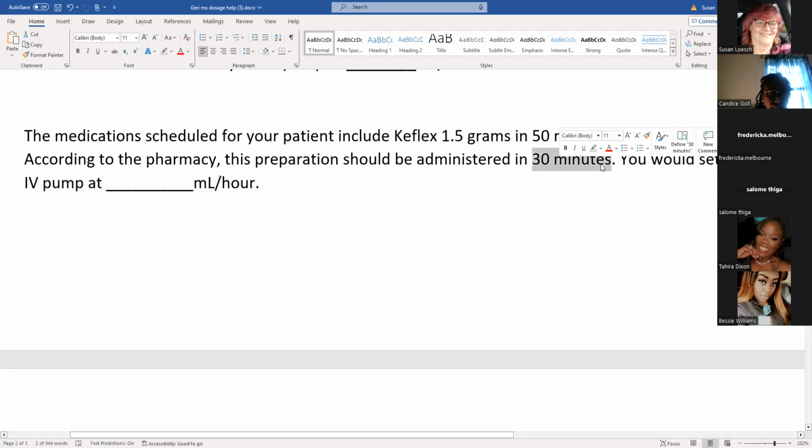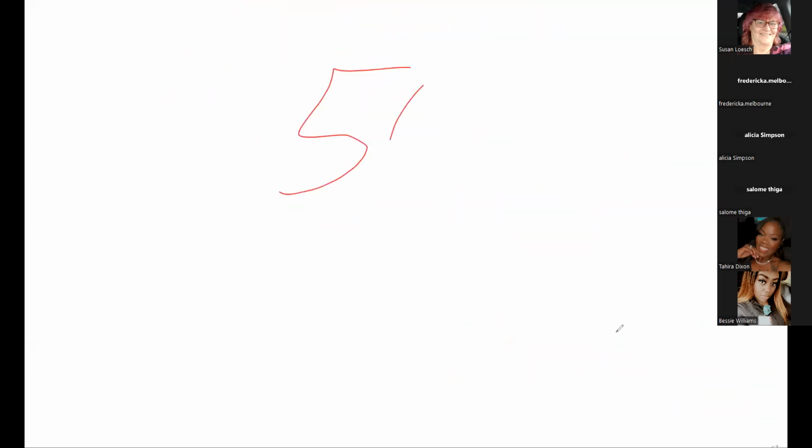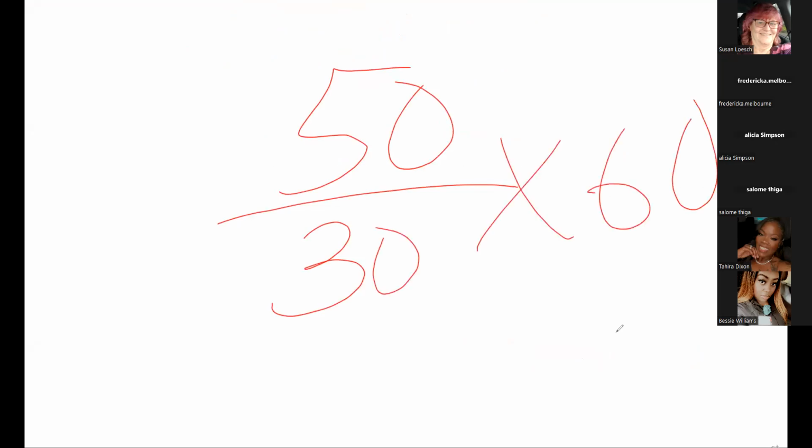So this means that you're going to have to calculate your mLs per hour using your volume. And really, it's mLs per hour, so you need your time in what? Hours. In hours. Correct. So your total volume here is 50 mLs. Your time is 30 minutes. I do it like this.